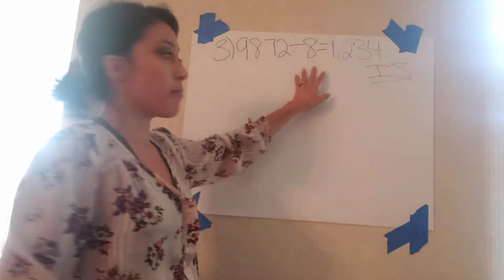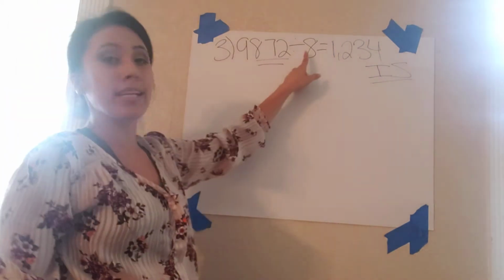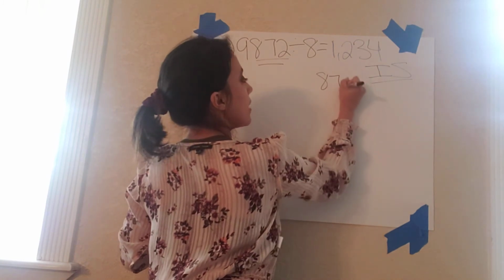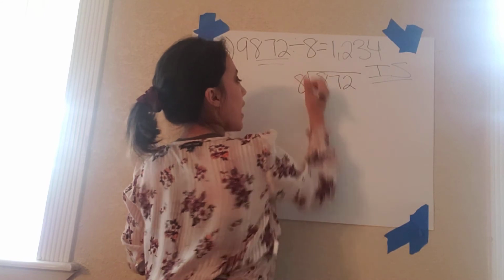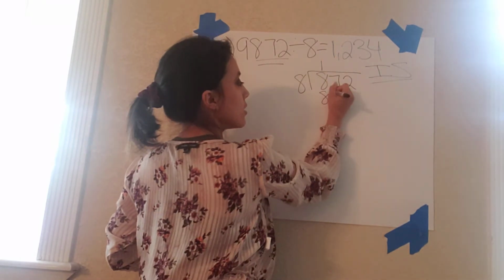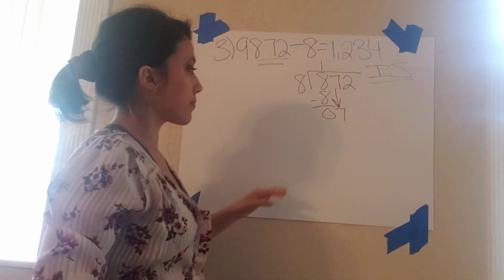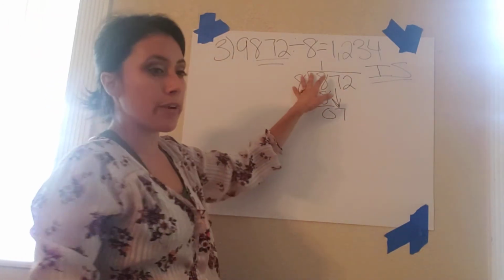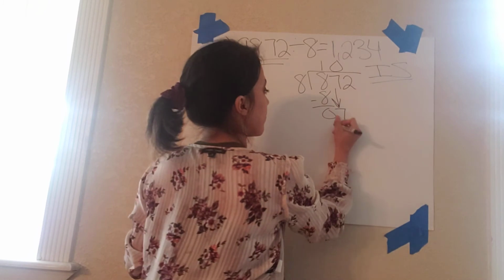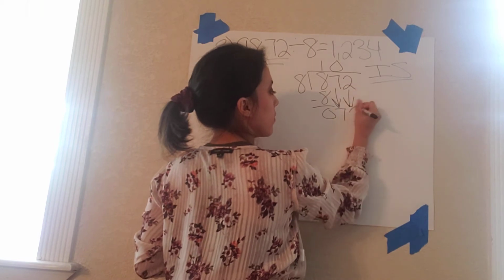So with 8, what we remember, to find if a number is divisible by 8, we have to take the last 3 numbers and divide that by 8. So we're going to do 872 divided by 8. We start off with 8 times 1 equals 8, and that's 0. We bring down the 7, and we know that 8 is not a multiple of 7, so we'll put a 0. And since we put a 0, we'll just bring down the 2 and make 72.